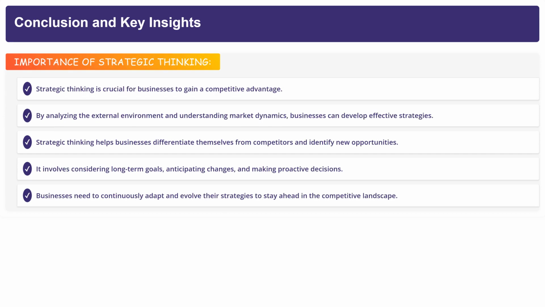In this final segment, we will recap the main highlights and takeaways from our in-depth analysis of competitive strategy, offering valuable insights for aspiring business leaders. Strategic thinking plays a crucial role in gaining a competitive advantage. By analyzing the external environment and understanding market dynamics, businesses can develop effective strategies to differentiate themselves from competitors. It involves considering long-term goals, anticipating changes, and making proactive decisions. Businesses need to continuously adapt and evolve their strategies to stay ahead in the competitive landscape.